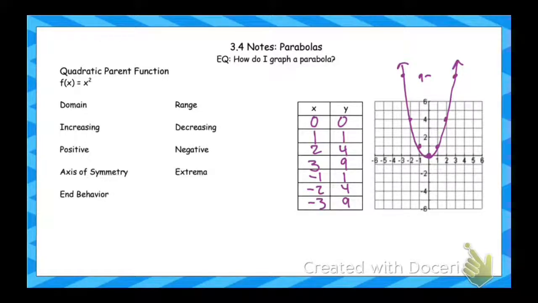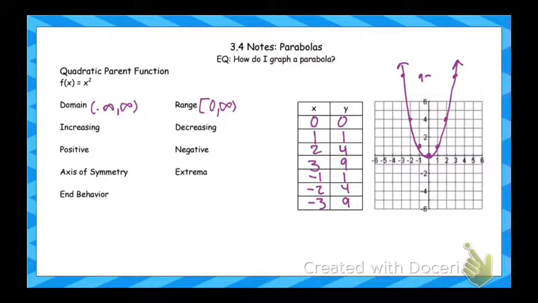So going over just some of these characteristics and features, these things are going to keep coming back up throughout the rest of the year. So do not forget them. They are going to continue to come back. Domain would be from negative infinity to infinity. Range, bottom to top, would be from 0 to infinity.